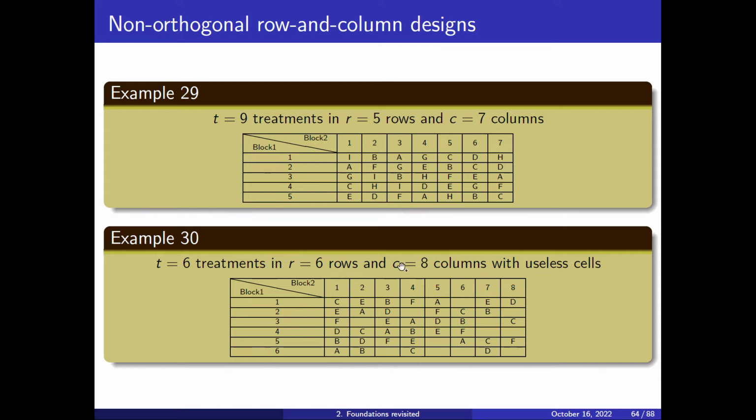And also here you have another example in which we have block 1, block 2, and some of the combinations are useless. So let's say that this combination between block 1 and block 2, let's say this is an agricultural experiment, and this plot has become useless for whatever reason, then we may skip it, and the same for all these blank spaces.